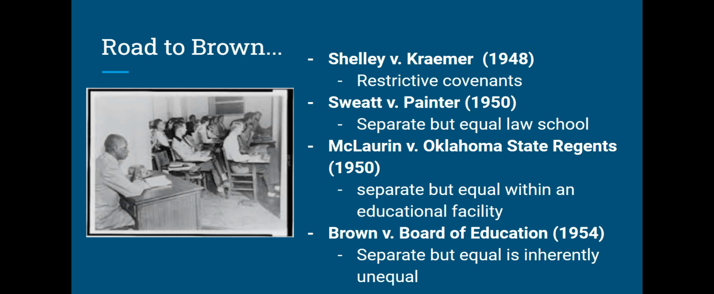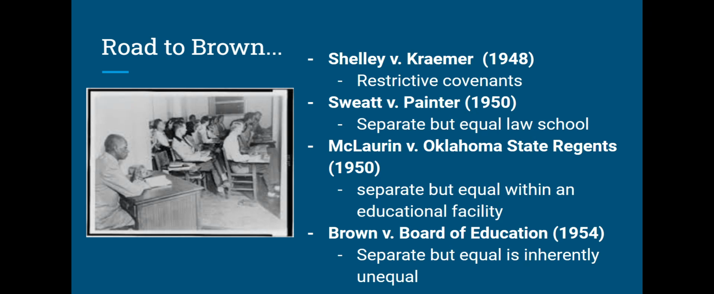So in Shelley versus Kramer, it did not say that restrictive covenants were illegal, just unenforceable, right? And so that's a step forward. Then we have some education cases that predate Brown that kind of set the stage for Brown. And by the way, there was a lot of these, so I'm just giving you a couple examples. Sweat versus Painter and McLaurin versus Oklahoma State Regents, kind of sister cases in 1950.